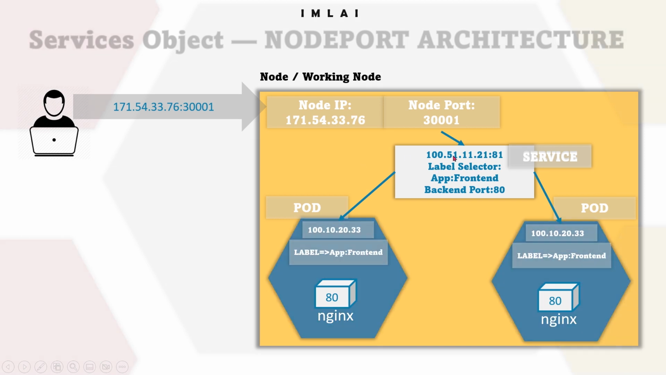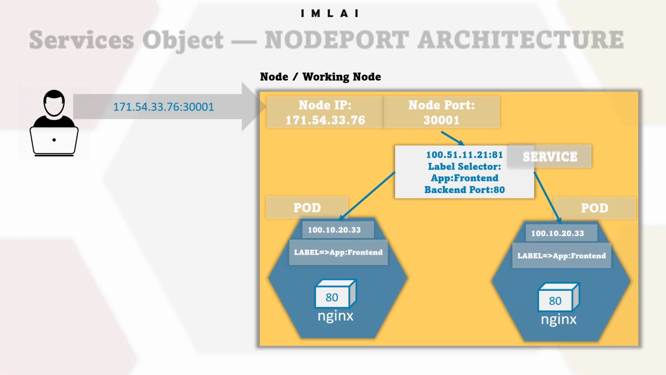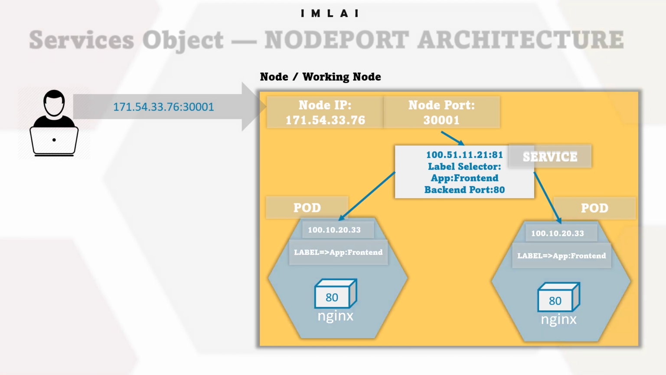Using the label selector. So we give a label name, any pod that has the label app front end, any pod is going to forward the request to that pod on port 80. So now, two pods run exactly. Now, okay, this is internal.